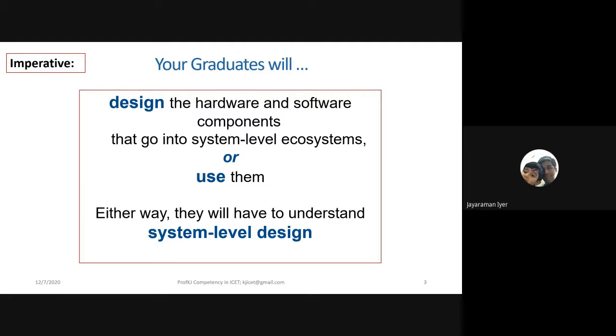So the graduates who are coming out of your institutions will either use systems or design them, or they have to understand the system level and even try to maintain the system. That's what I am trying to say. So your engineers or your graduates must know system level design. Are you bringing that in the 7th or 8th semester when you talk about system on chip or anything like that? No, that will not work. You have to come down to the 2nd or 3rd semester for system level design.